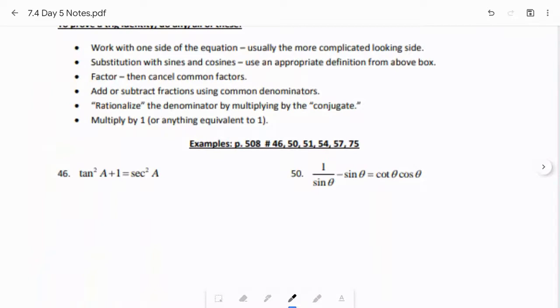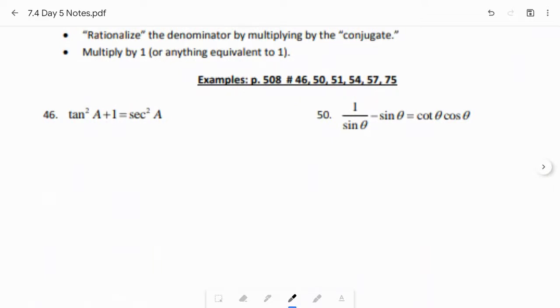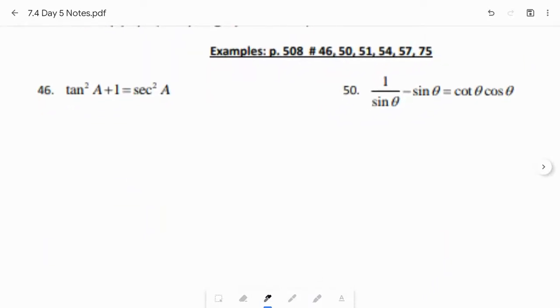So we are going to be using some of our textbook examples. So our first example is going to be number 46 from the textbook. So we have tan squared of a plus 1 equals secant squared of a. So it looks like the left-hand side is a little more complex, so that is the side that we will work with. So the first thing I'm going to do is instead of writing tangent squared, I want to change that to cosines and sines. So I am going to change that to be sine squared a over cosine squared a.